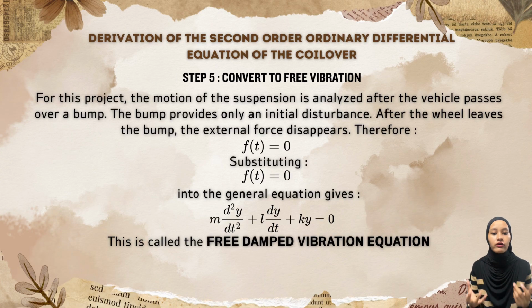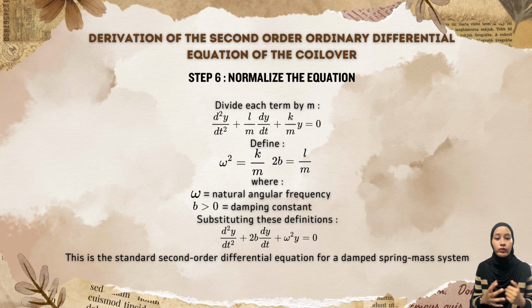In step 5, we will convert the previous equation to free vibration, where the external force is equal to 0. So we will get the general equation like this, and this is called the free-damped vibration equation. Next, we will normalize the equation by dividing each term by m, and we also define omega squared equal to k over m and 2b equal to L over m, where omega is the natural angular frequency and b more than 0 is the damping constant. By substituting this definition, we will get the standard second order differential equation for a damped spring-mass system.